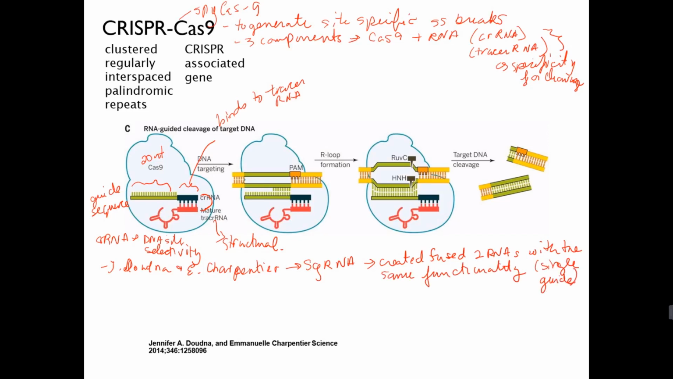So basically what we've done is reduce this three-component system to a two-component system. And as you'll see, all that you really need to do to specify where this two-component system will create a double-stranded break is play around with the 20-nucleotide guide sequence, because that's what specifies where the double-stranded break will occur. So all you need to do is change the 20-nucleotide sequence to specify where double-stranded breaks occur.